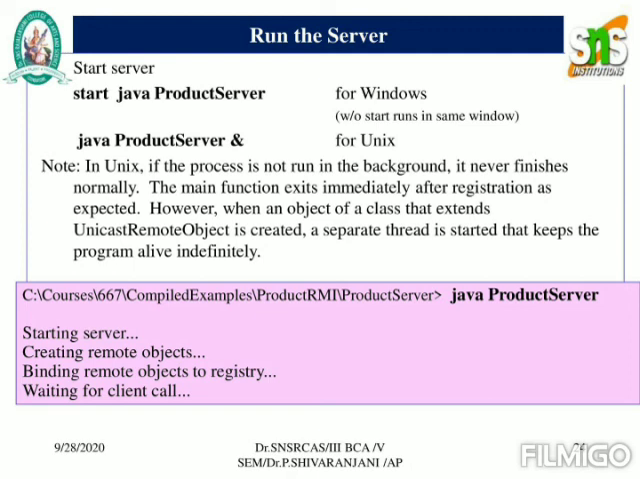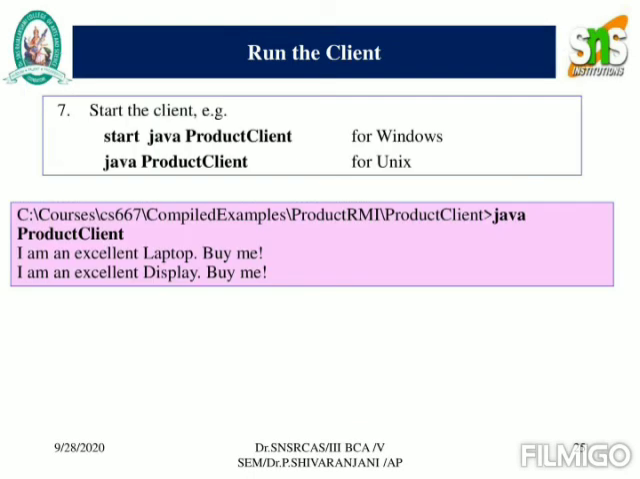So next one is running the client. The next step is to start the client. If you are starting a client on Windows, then you have to use the command start java product client. And if it is a Unix operating system, then you have to use java product client. Here, this is the sample output shown when you are executing the particular client program. In the program I have given, I am an excellent laptop by me. I am an excellent display by me. So it will display a message as such.